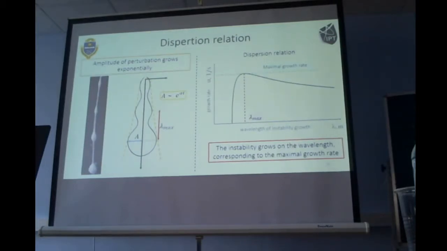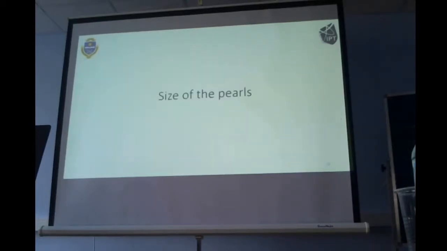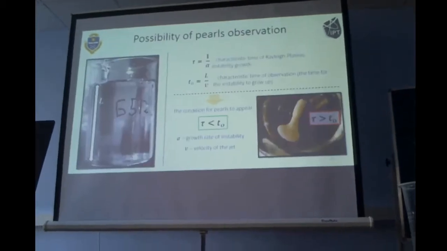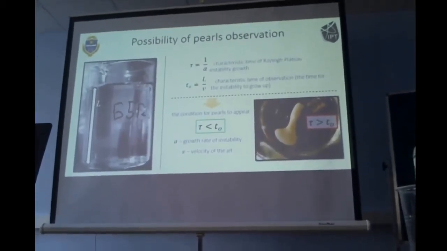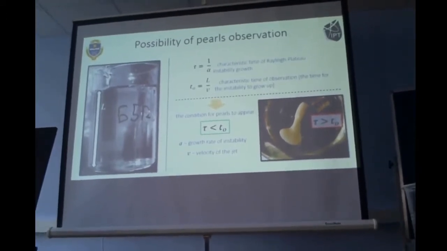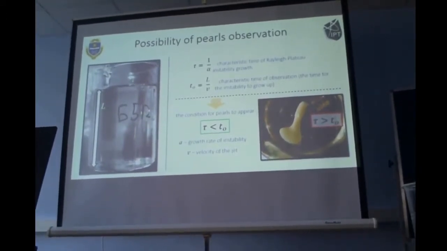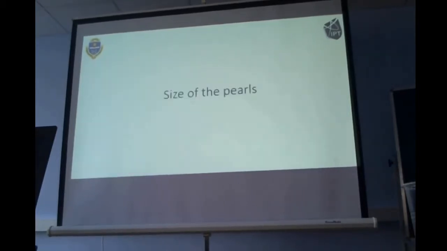The amplitude of perturbation grows exponentially, and we can relate the growth rate of instability and the wavelength of instability. We can see that instability grows on the wavelength corresponding to the maximum growth rate. The possibility of pearls observation is determined by the relation between the growth rate of instability and the characteristic time of observation. If the characteristic time of instability is less than the characteristic time of observation, we can see the pearls. In the other case, we can see the sausage-like structure.